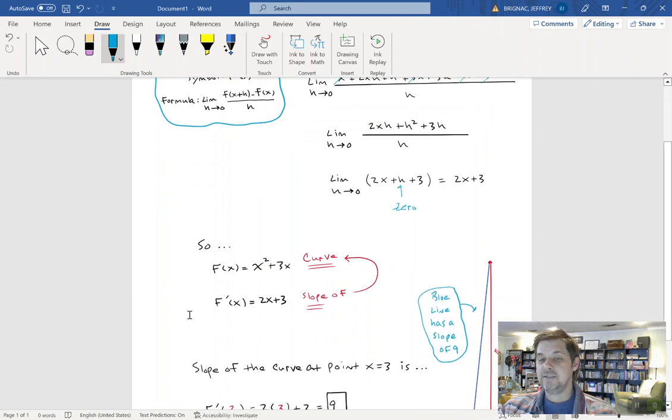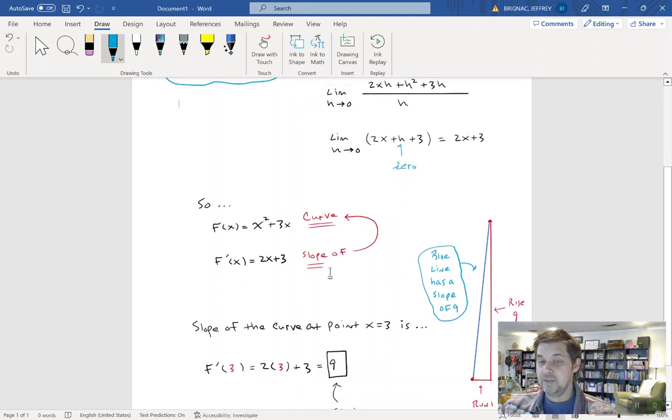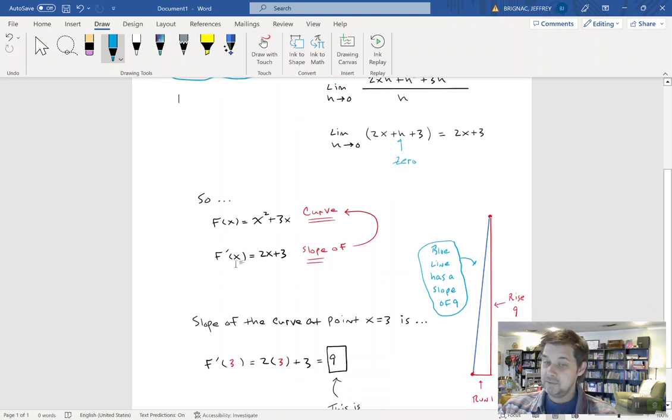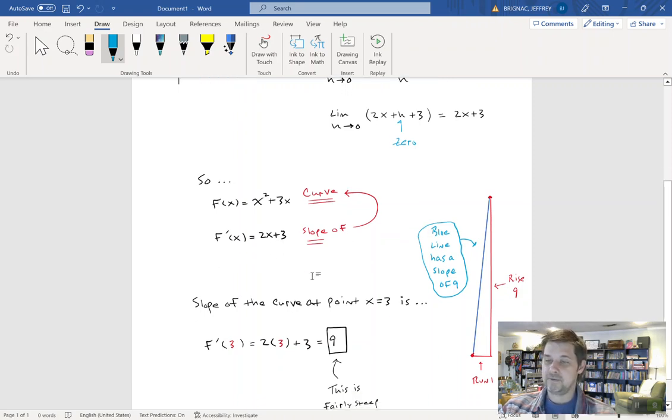Now to summarize it, f of x is the curve. F prime is the derivative. F prime, f apostrophe, that's the symbol we use for the derivative. That's the slope of the curve, okay?